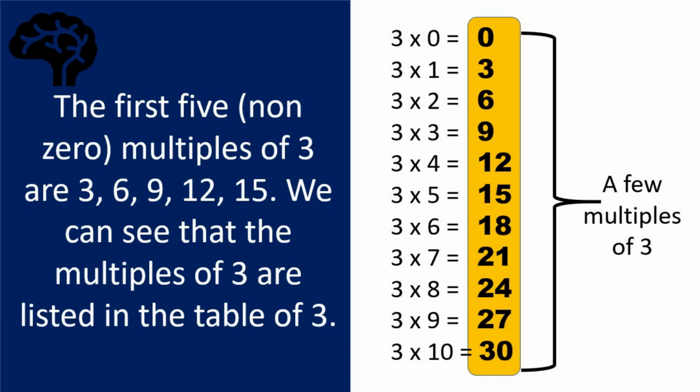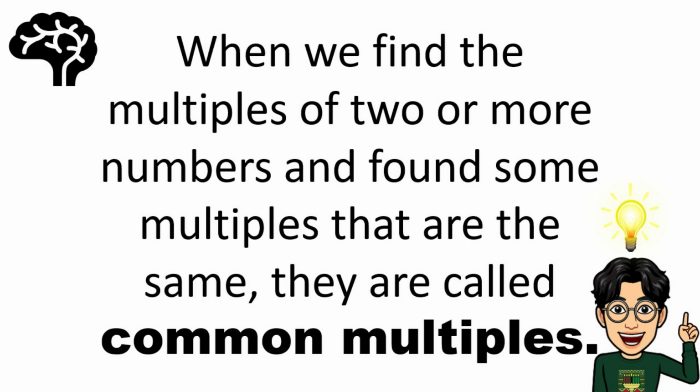The first 5 non-zero multiples of 3 are 3, 6, 9, 12, 15. We can see that the multiples of 3 are listed in the table of 3. When we find the multiples of 2 or more numbers and find some multiples that are the same, they are called common multiples.